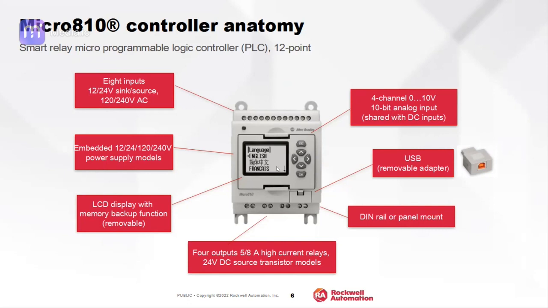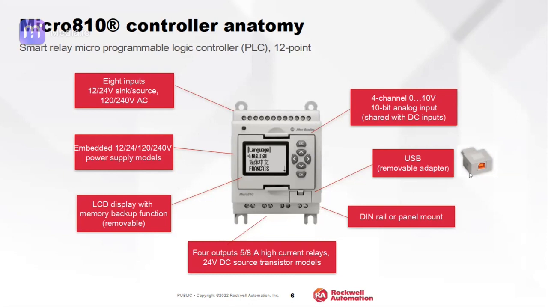So if you want to change some of the timing functions, you can add an optional LCD display. If you want to change some timing function or counting function, with the help of the LCD it is possible. And then memory backup also it is possible. We can remove it and load it to another controller. In this 810 controller, it comes with built-in 4-channel 0 to 10 volt 10-bit analog input. If you want to connect some voltage analog devices, to monitor the temperature or maybe a flow kind of application, it can accept only voltage input.